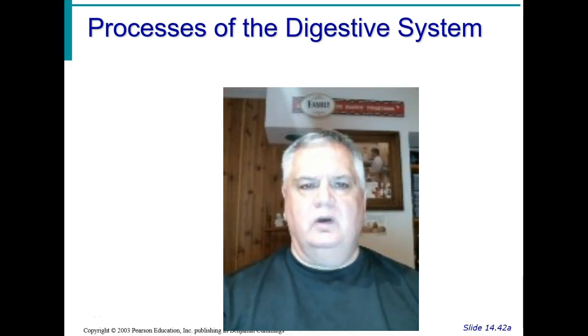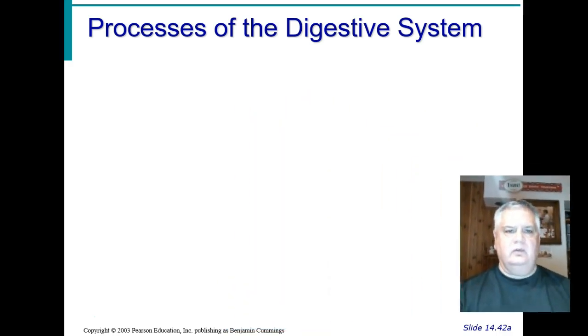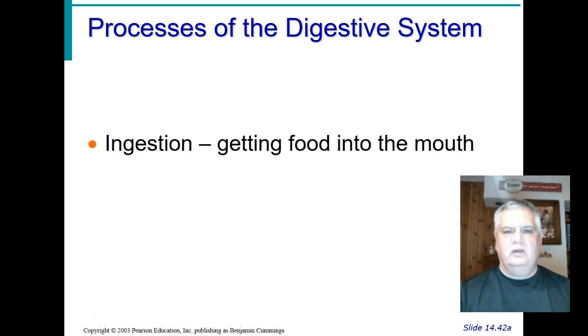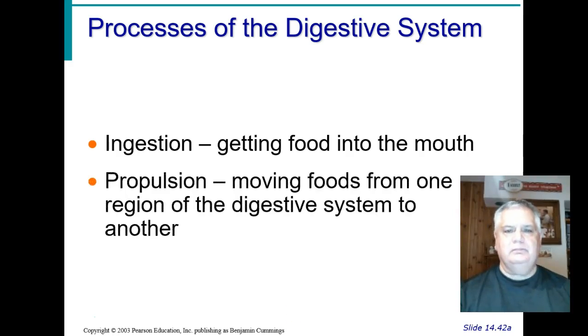And in this final discussion, we're going to talk about the processes that occur in the digestive system. There are 6 distinct processes for us to take a look at, and we'll start taking a look at them now. The first process associated with digestion is ingestion. That means getting food in the mouth. Of course, we have to eat in order to be able to get the food in.